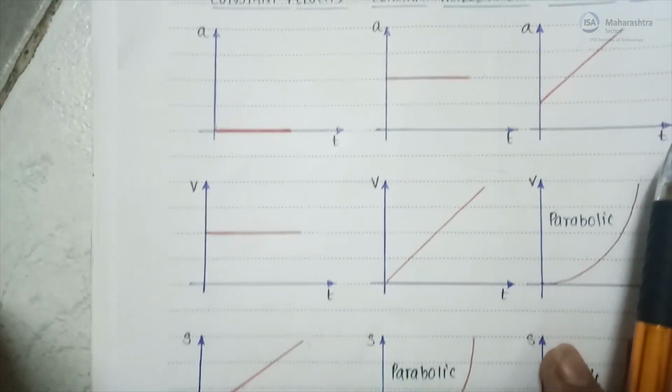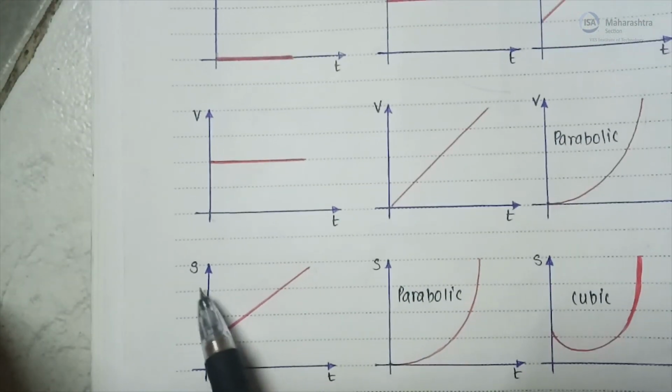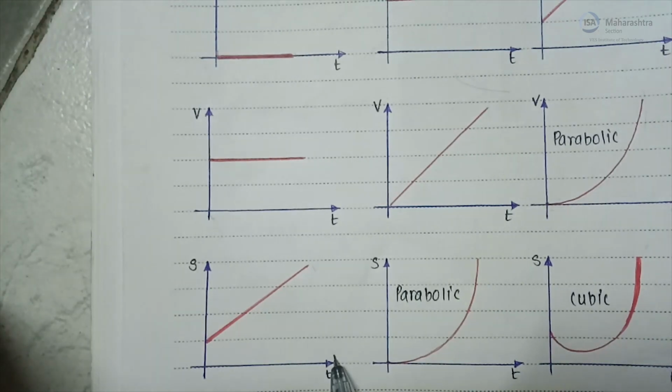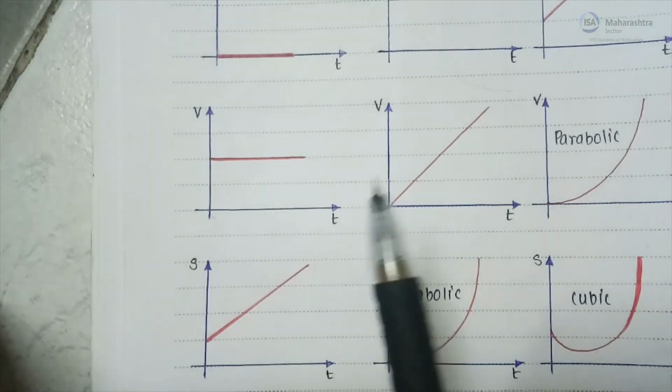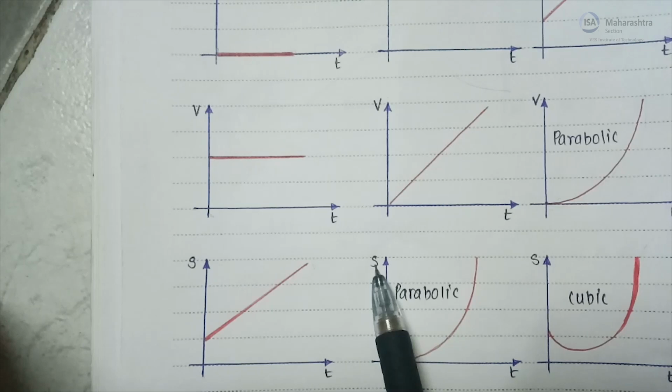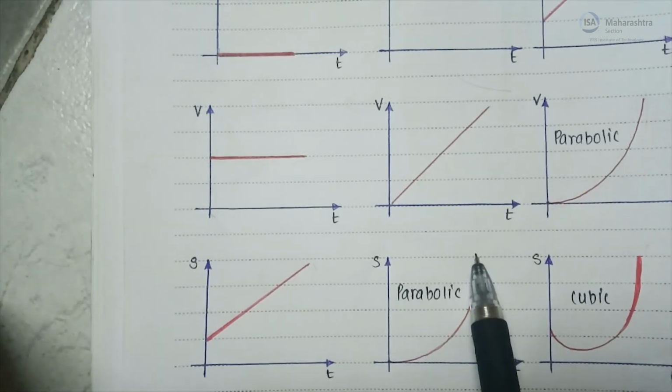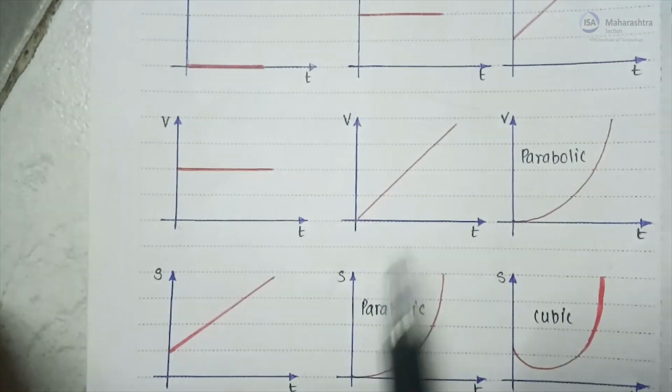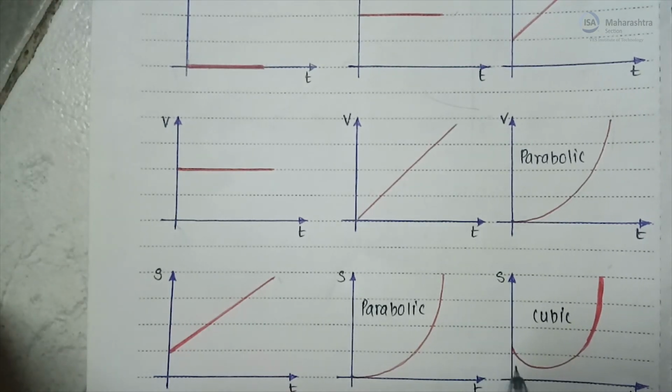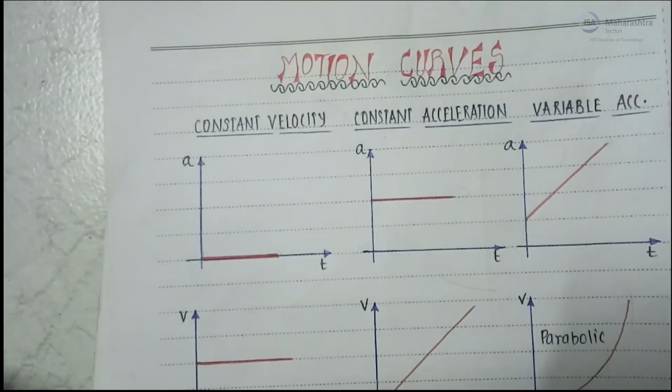Now, at constant velocity, we have displacement versus time graph, a straight line. At constant acceleration, we have displacement versus time graph, a parabolic curve. And at variable acceleration, we have displacement versus time graph, a cubic curve. So now the question arises, how to remember all these 9 graphs?